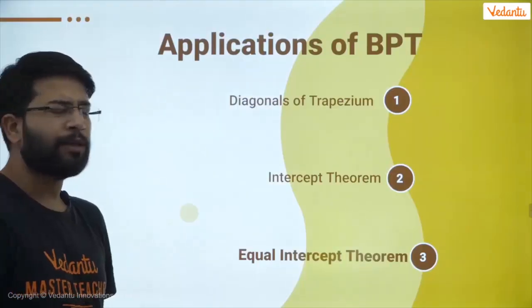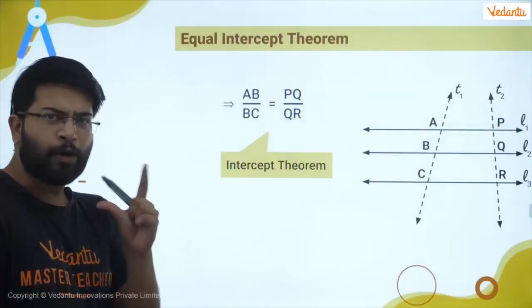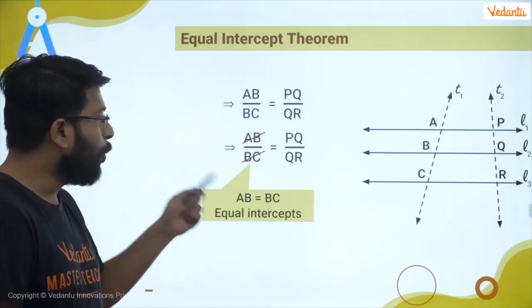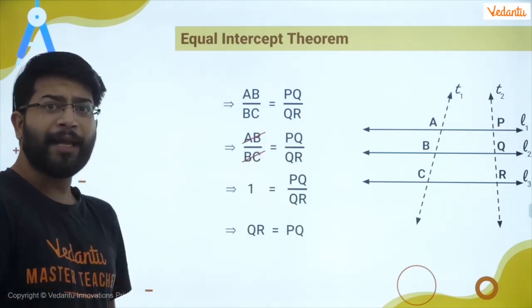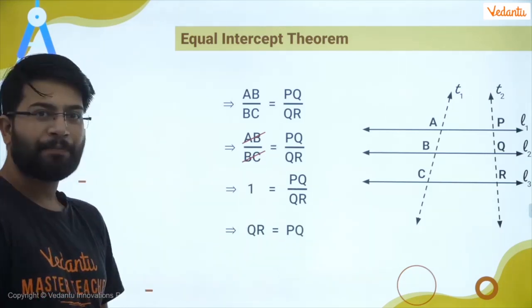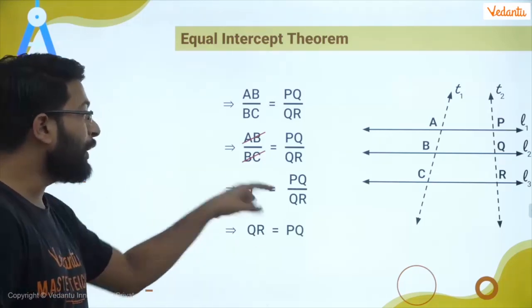Now champ, the question comes: what if both the intercepts AB and BC are equal, right? So let's figure it out. Let's say AB and BC are equal intercepts, that means the ratio is equal to 1. And from there, we can say that PQ is equal to QR, right champ? Now how can we prove that PQ is equal to QR?